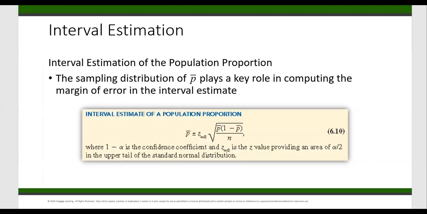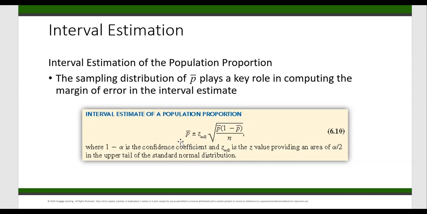Building upon the sampling distribution for sample proportion, we can find the final formula for the interval estimate of a population proportion. I'm not going to go through the details of how we got here, but it's very important to understand this formula, be able to interpret this, and be able to actually use it for finding the interval estimate, for finding the upper and lower limit.